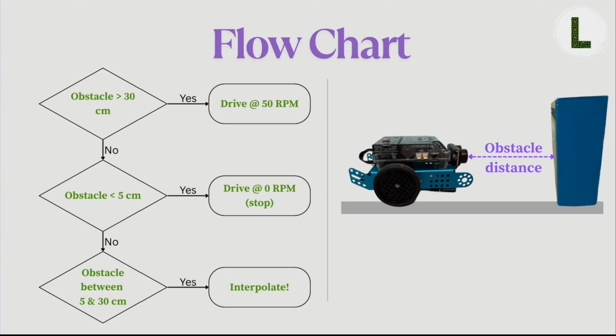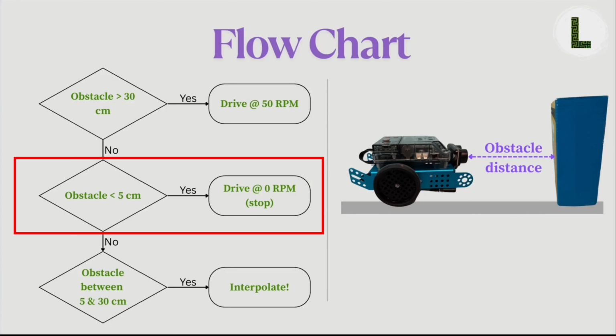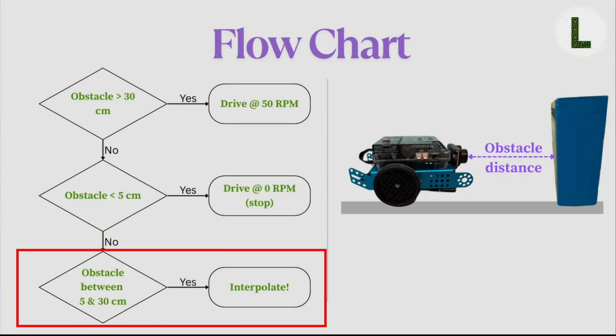Here's the plan. We'll use the ultrasonic sensor to keep checking how far the robot is from an object. If the object is more than 30 centimeters away, we will drive at 50 RPM. If it's less than 5 centimeters away, we will drive at 0 RPM, which is essentially stopping the robot. And finally, if it's between 5 and 30 centimeters, then we will calculate the speed using linear interpolation.